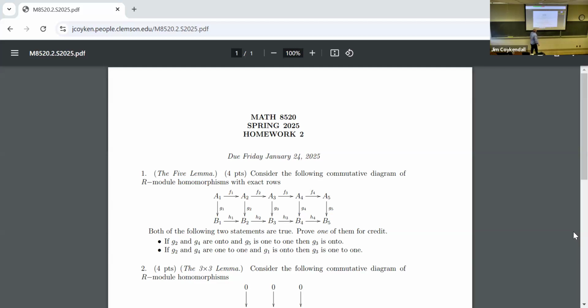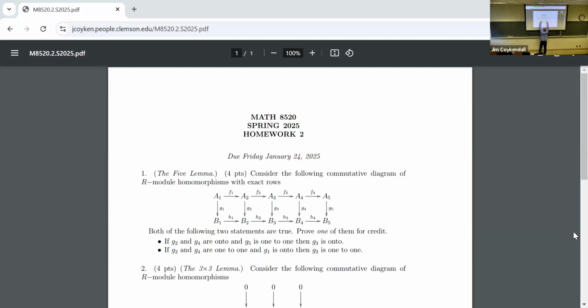Right? So if you have the following commutative diagram of module homomorphisms with exact rows, both of these statements are true. You only need to prove one of them. Just pick one. I don't care which one you prove. Just tell me which one you're proving and prove it.